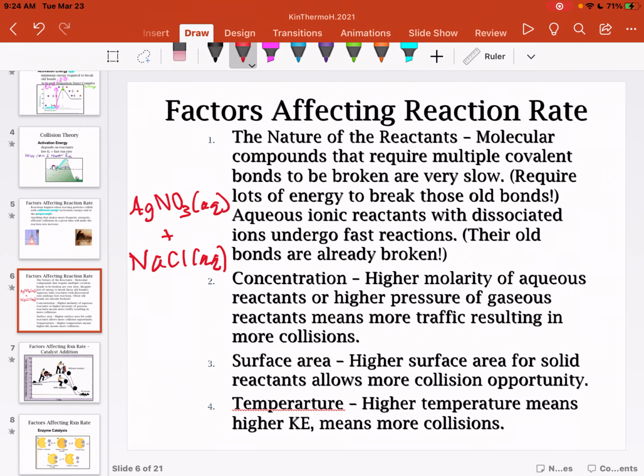Next, this happens to work for aqueous reactants, it happens to work for gaseous reactants. It works for AQ and it works for G.